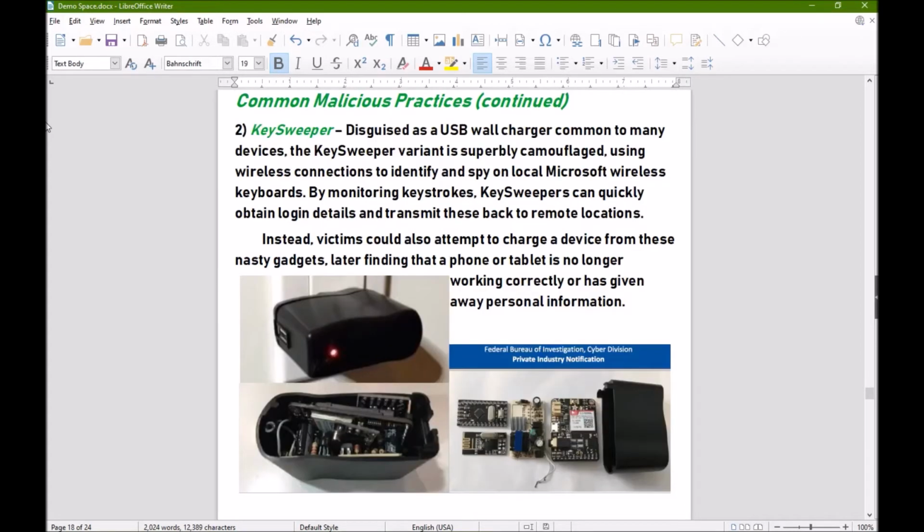A second method is the key sweeper. Disguised as a USB wall charger common to many devices, the key sweeper variant is superbly camouflaged, using wireless connections to identify and spy on local Microsoft wireless keyboards. By monitoring keystrokes, key sweepers can quickly obtain logging details and transmit these back to remote locations. Alternatively, victims could also attempt to charge a device from these nasty gadgets, later finding that a phone or tablet is no longer working correctly or has given away personal information.